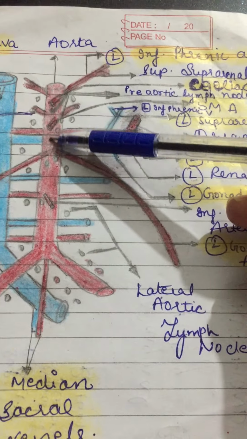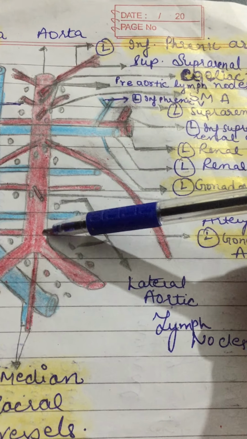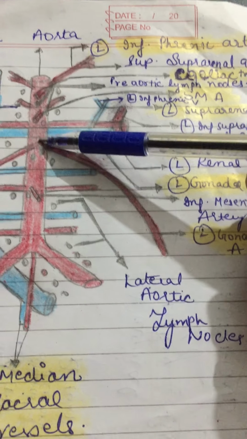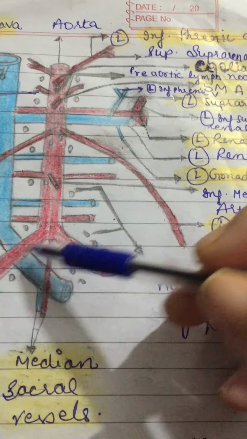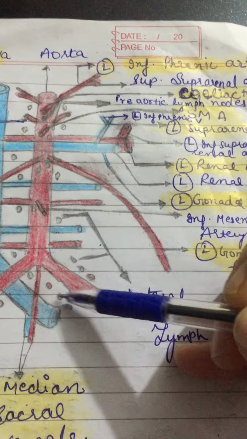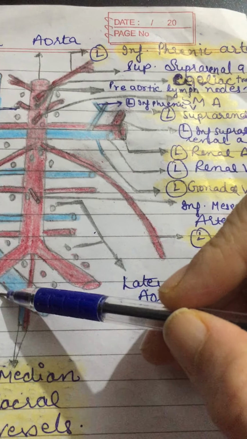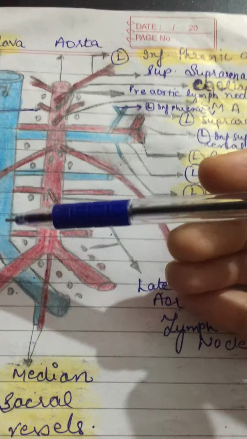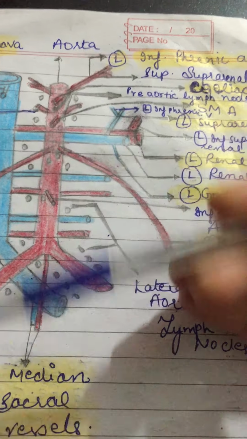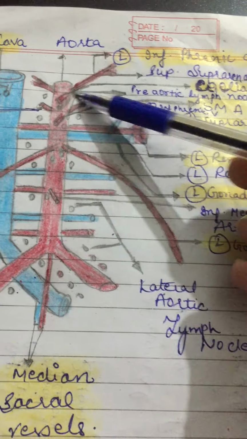Now the aorta runs downwards and to the left in front of the lumbar vertebrae, and in front of the lower part of the L4 vertebra it divides into the right and left common iliac arteries. Now let's discuss the relations. Anteriorly we have the celiac trunk and aortic plexus.